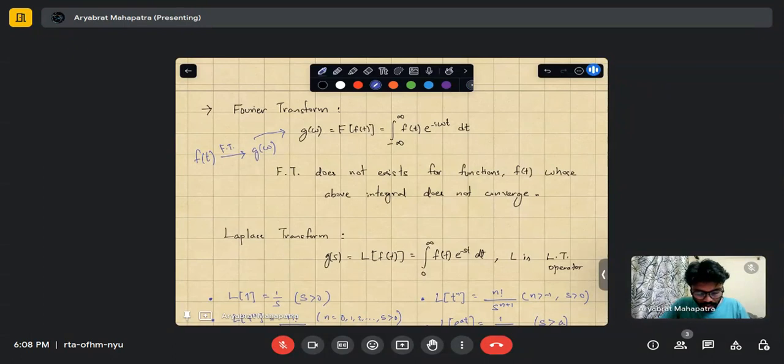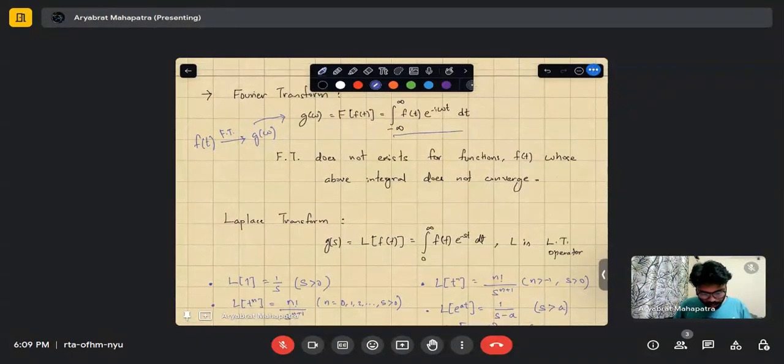The integral goes from minus infinity to infinity, where you take the integral of your function f of t with exponential of minus i omega t. When you do that, you get a function only in the domain variable omega. So that was your Fourier transform. So what happens now in Laplace transform?